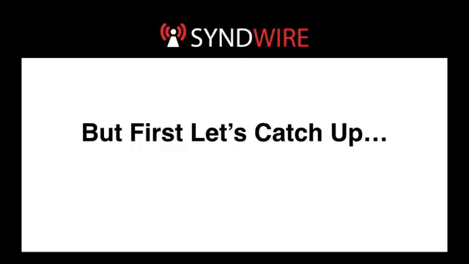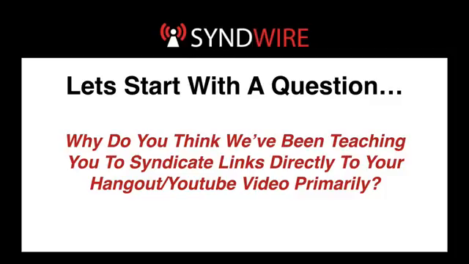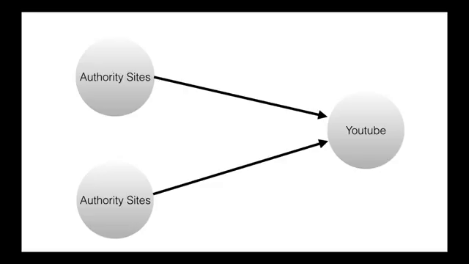So let's start with a question. Why do you guys think that we've been teaching you to syndicate links from SendWire directly to your Hangout or YouTube video primarily, right? Why is that the direct strategy that we've been teaching you for so long? Ranks better, gets results because it sticks, easy ranks, quick rankings, exactly. You guys got it. Because it works, right? And it's super, super easy for users to follow, right?